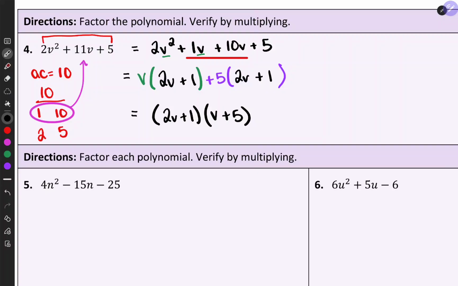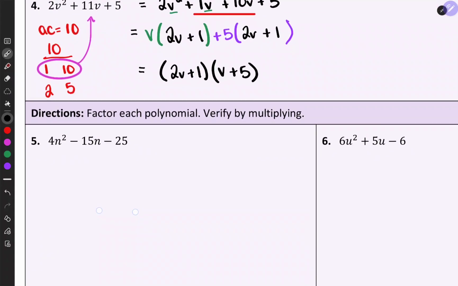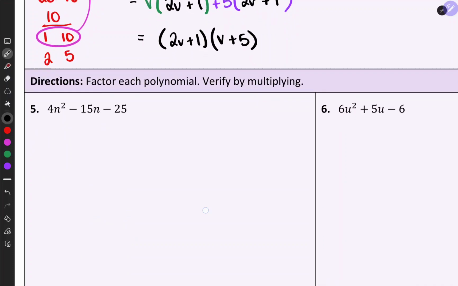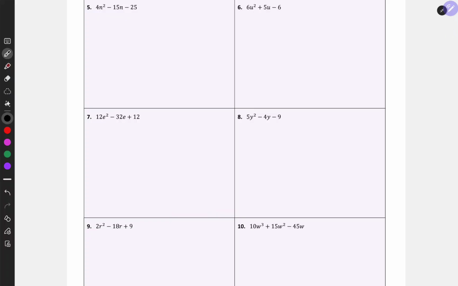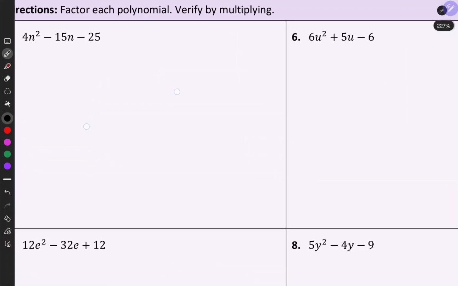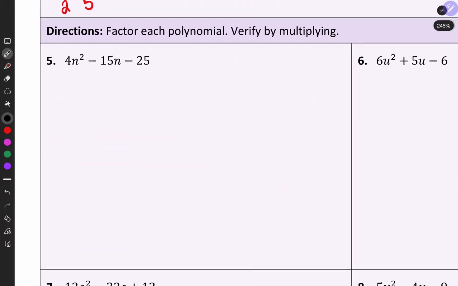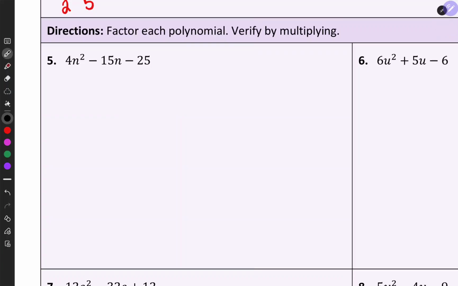So, go ahead and try number 5. And I'll give you some time before I show you the 5 through 10. Go ahead and do those. And I will give you some time to work on that before I show you the solutions.